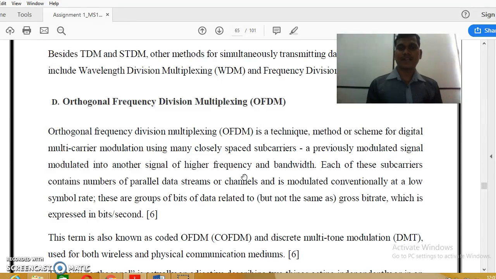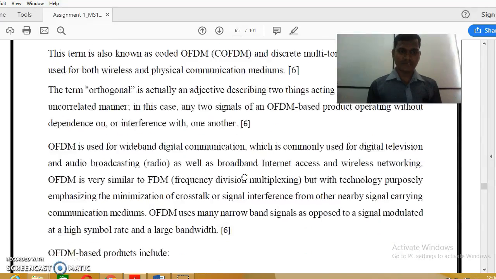Orthogonal frequency division multiplexing, OFDM. Orthogonal frequency division multiplexing is a technique, method or scheme for digital multi-carrier modulation using very closely spaced carriers, a previously modulated signal modulated into another signal of high frequency and bandwidth. Each of these subcarriers contains a number of parallel data streams or channels and is modulated conventionally at a low symbol rate. These are groups of bits of data related to, but not the same as, gross bit rate, which is expressed as bit rate.